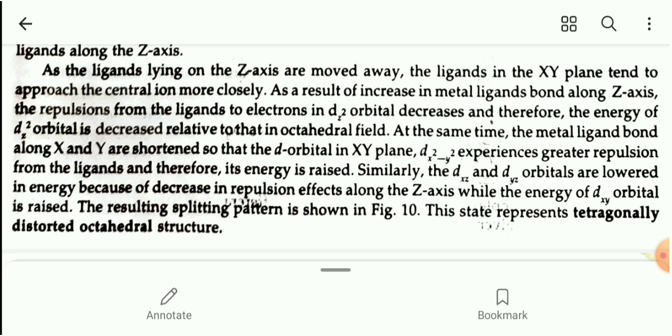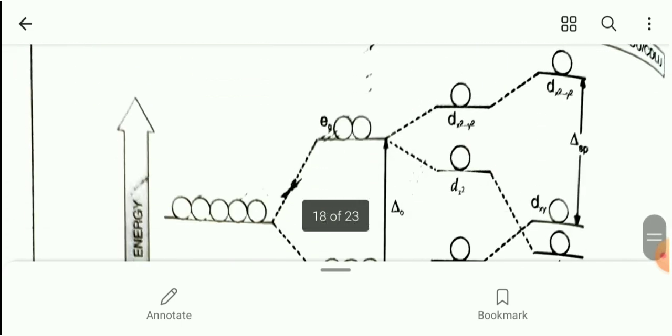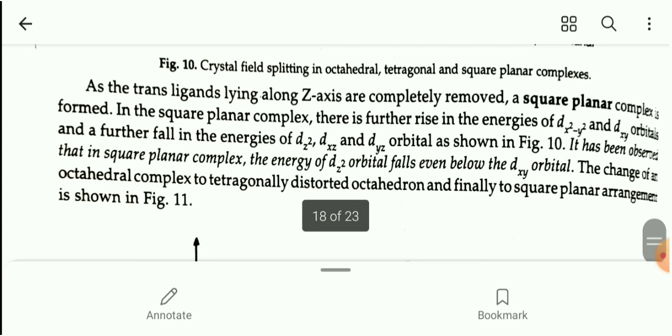The resulting splitting pattern is shown in figure 10. This state represents a tetragonally distorted octahedral structure. As the trans ligands lying along the z-axis are completely removed, a square planar complex is formed. In the square planar complex, there is a further rise in the energies of the dx square minus y square and dxy orbitals, and a further fall in the energies of the dz square, dxz and dyz orbitals, as shown in figure 10.